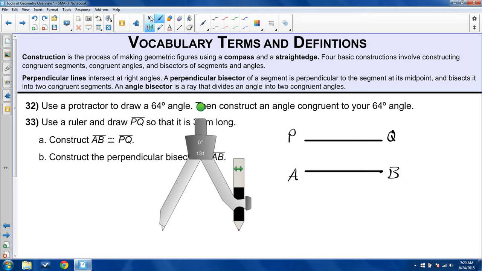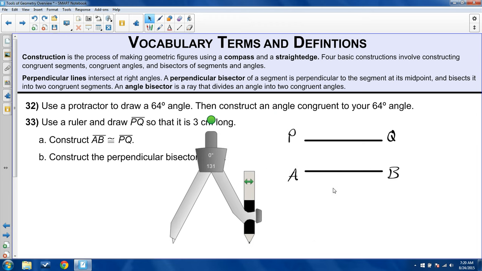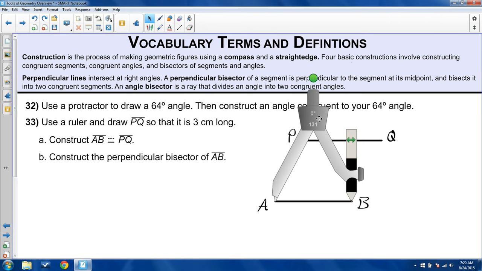Okay, so these two are plenty congruent. Okay, next part, construct the perpendicular bisector of AB. In order to do this, what I need to do is take my compass, place the pivot on one endpoint.